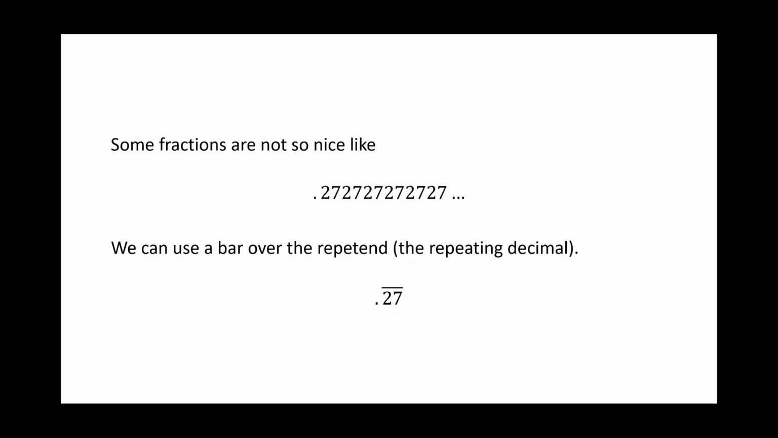Some fractions are not so nice when they're put into decimals, like 0.272727272727, and that goes on forever. That's what those 3 dots mean. So we use a bar over the repetend. The repetend is the repeating decimal part. We'll put a bar over both the 2 and the 7 to let us know that it's going to repeat 27. For instance, if it's just a 3, that means we just repeat 3's forever. You may even see 0.175 repeating, which means the next 3 digits are going to be 175, and it's going to repeat 175 like that forever.